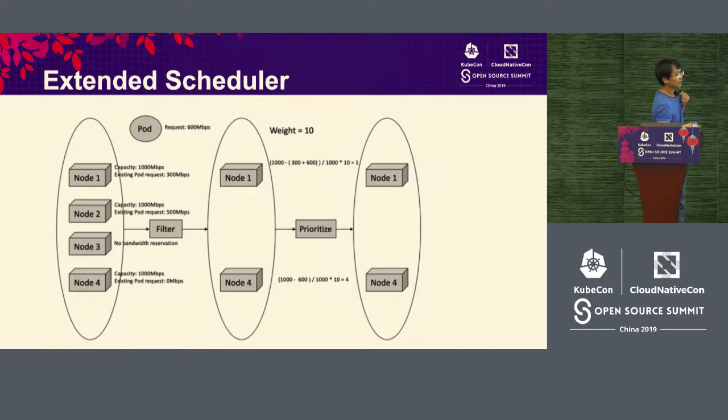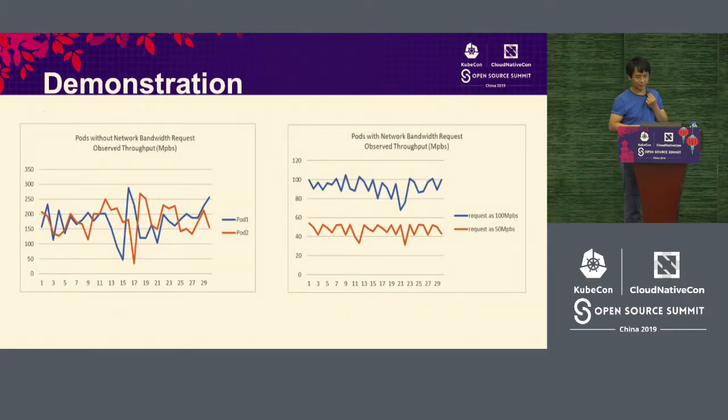And after the first round of the filter, the second and the third node should be removed, because node 3 does not have any reservation of the bandwidth, and node 2 is exceeding 1000 Mbps, 500 plus 600 is larger than 1000. And then we need to score them. The higher the remaining resources, the higher the score would be. So node 1, the rest is 700, and node 4, the rest is 1000, so node 4 will have the highest score, and multiplied by the weight, it has a score 4, and node 1 only has 1. So finally, we would select node 4 to place the pod.